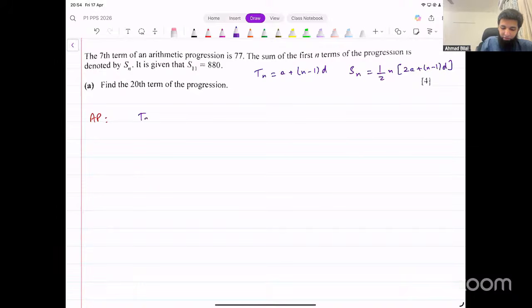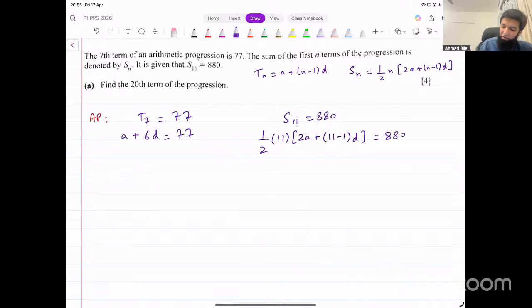Seventh term is equal to 77. That's one piece of information that is given. We can use that. We can say a plus 7 minus 1, which is 6, times d is equal to 77. And the sum of 11 terms is 880. So 1 over 2 into n, which is 11, into 2 times a, which is unknown, plus n minus 1, which is 11 minus 1 times the difference. That is equal to 880.